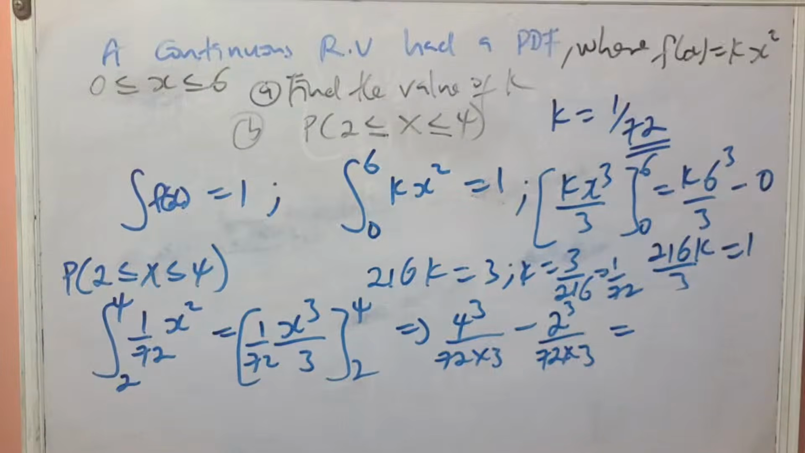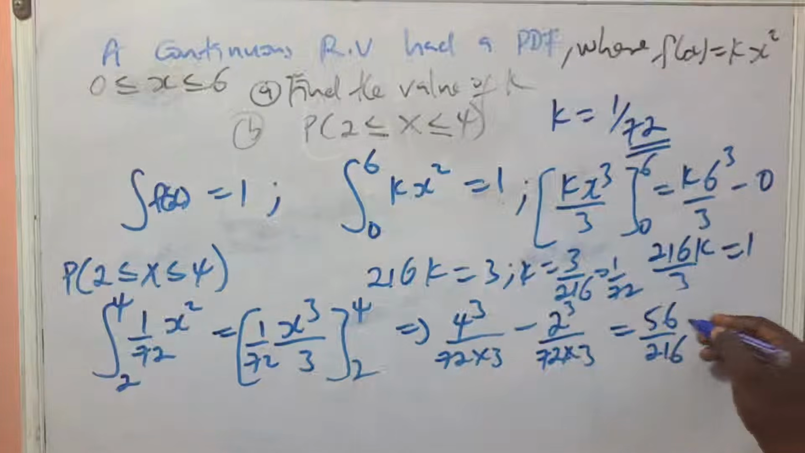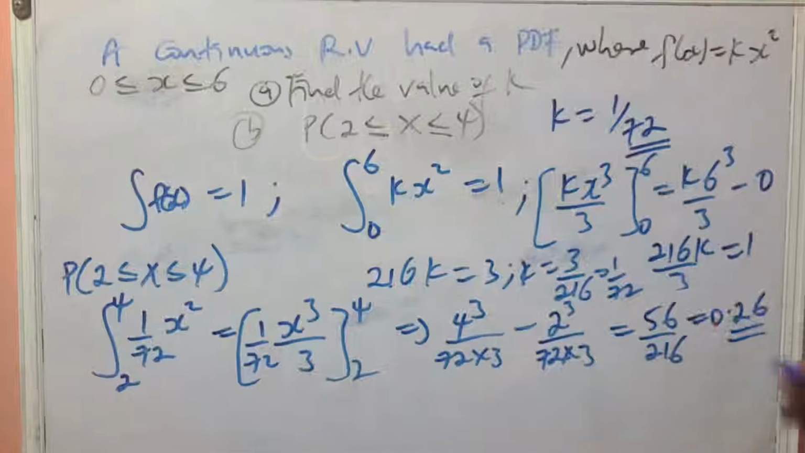If you solve this, you should get an answer of 56 over 216, and that should be 0.26. All right? That's simple, is it not?